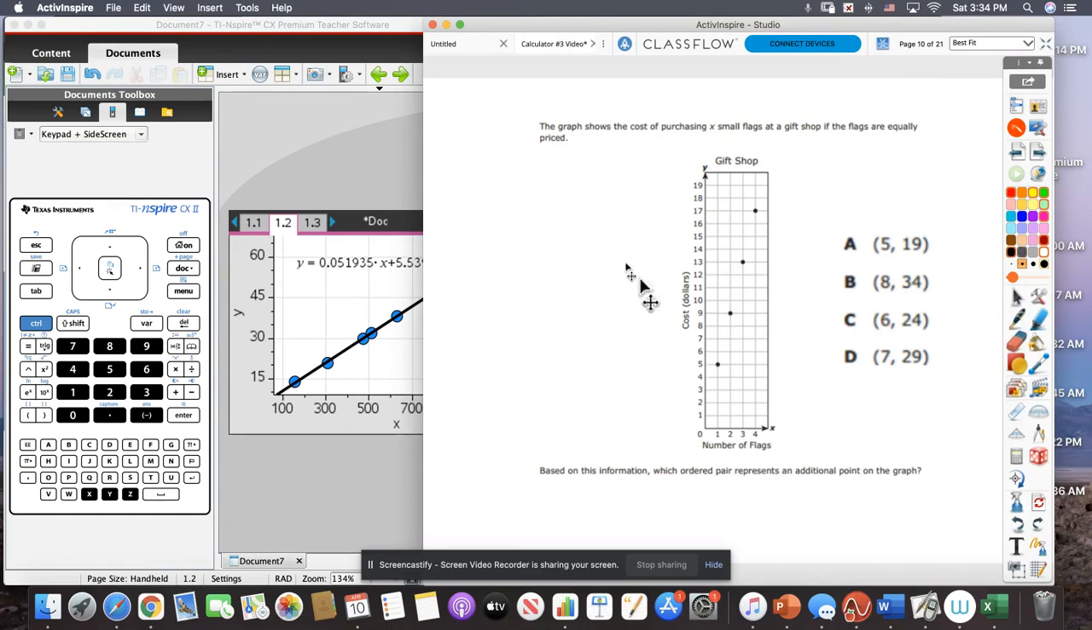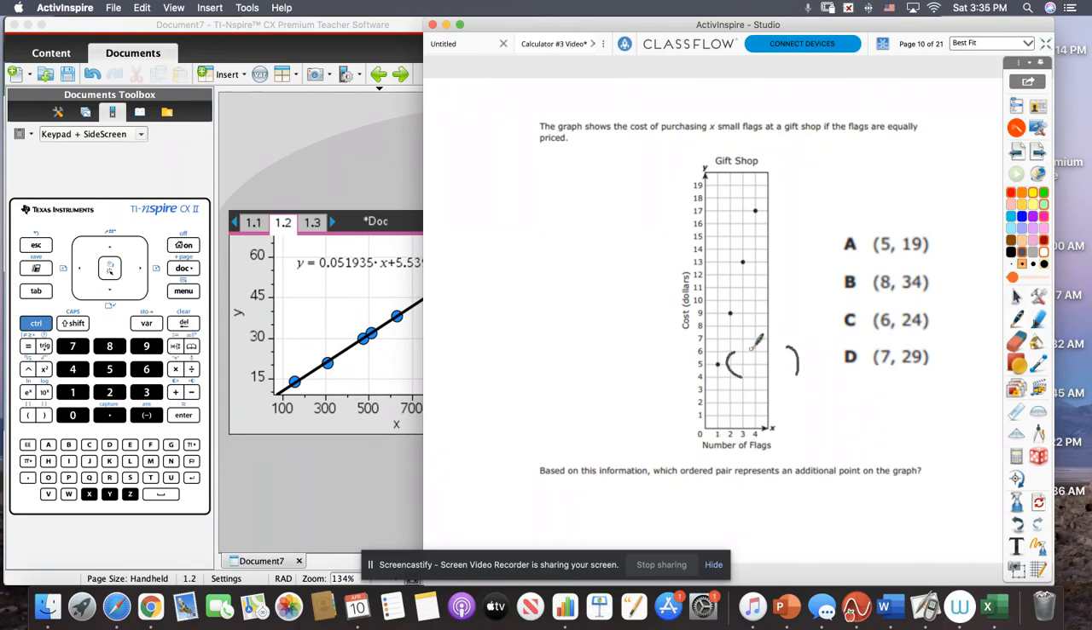Okay. Again, the graph shows the purchase of X small flags in a gift shop if the flags are equally priced. Based on the information, which ordered pair represents an additional point on the graph? So again, they gave us some data here. They gave us some points. They didn't exactly tell us what they are, but we can look on the graph.